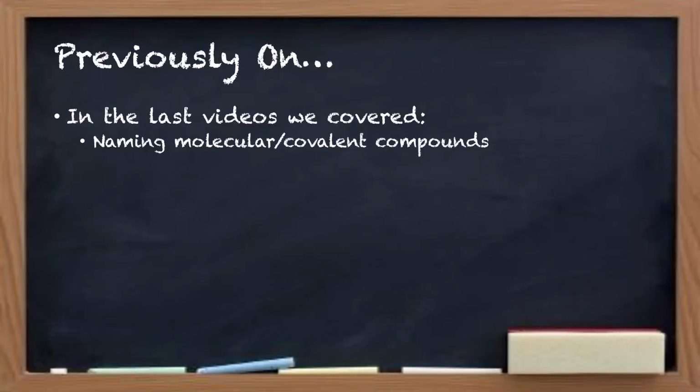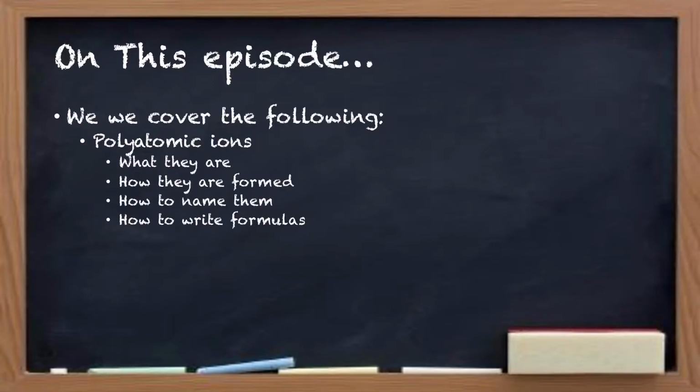So in the last video we talked about naming molecular compounds, or again, molecular is the same, we see molecular, you mean covalent compounds. So that's one of my personal favorite naming lessons. But today we're going to talk about polyatomic ions, what they are, how they're formed, how to name them, how to write the formulas. So bunch of info about to come at you.